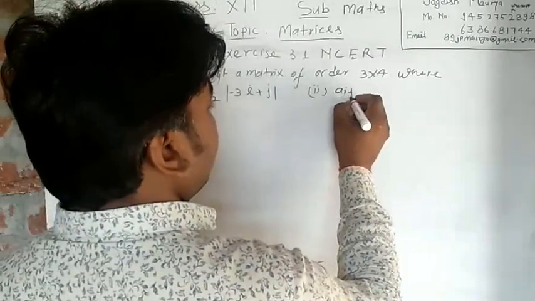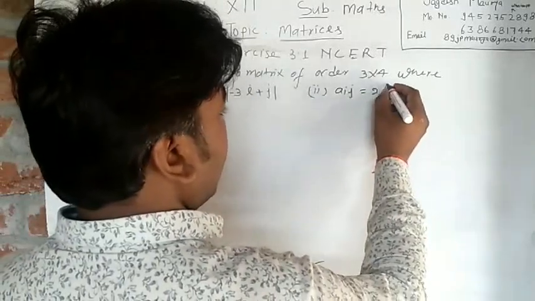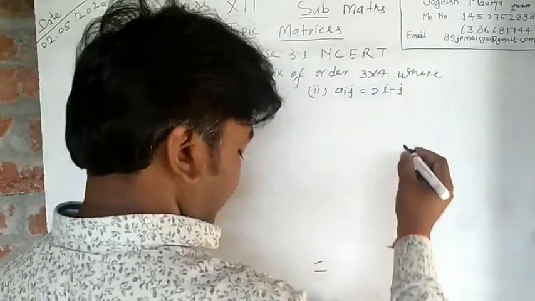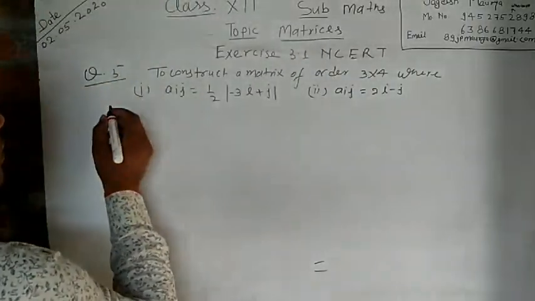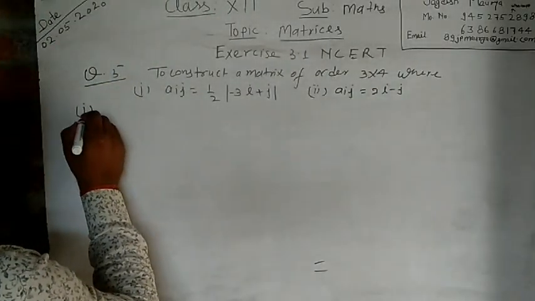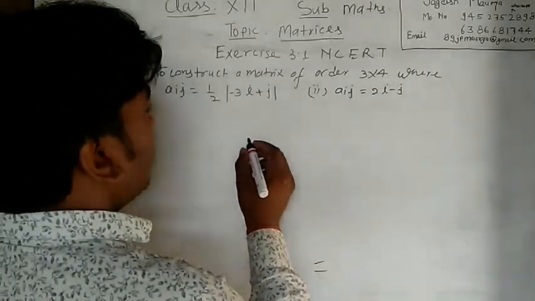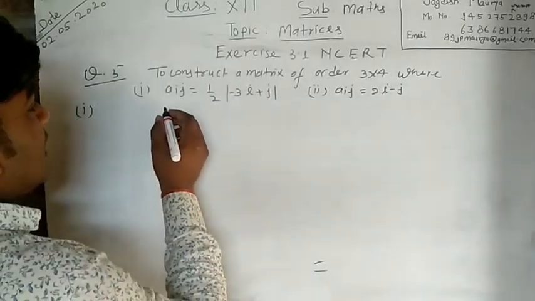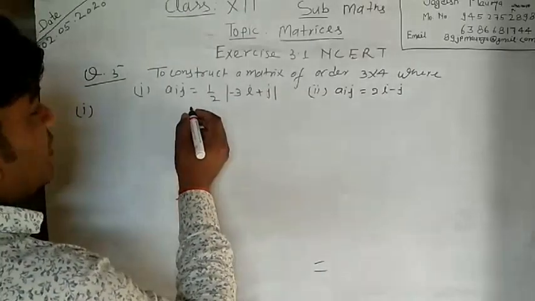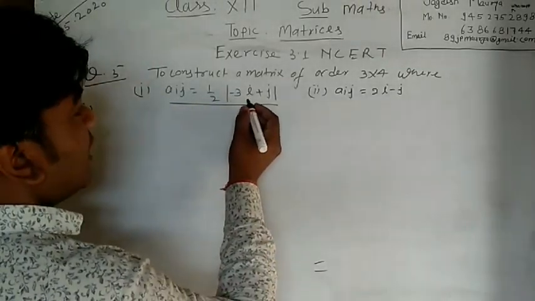Aij equals 2i minus j. Here first we solve: a matrix of order 3 by 4 whose elements are given by Aij equals 1 by 2 mod of minus 3i plus j.